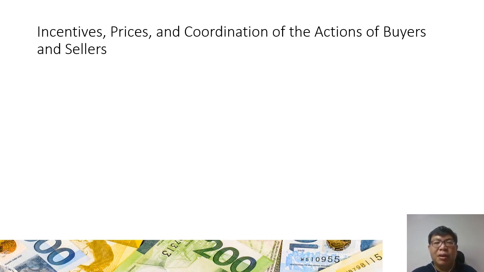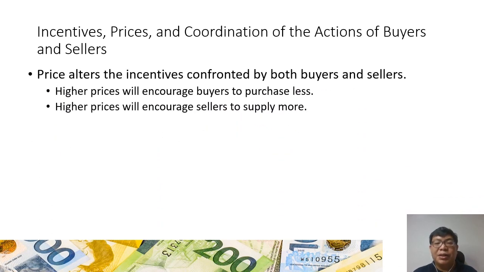Let me backtrack on incentives, prices, and coordination to talk about supply and demand. Price is basically the incentive for both buyers and sellers, right? It's an incentive for the buyer if it's low, a disincentive if it's high. Higher prices will encourage buyers to purchase less, but they will encourage producers and sellers to supply more.